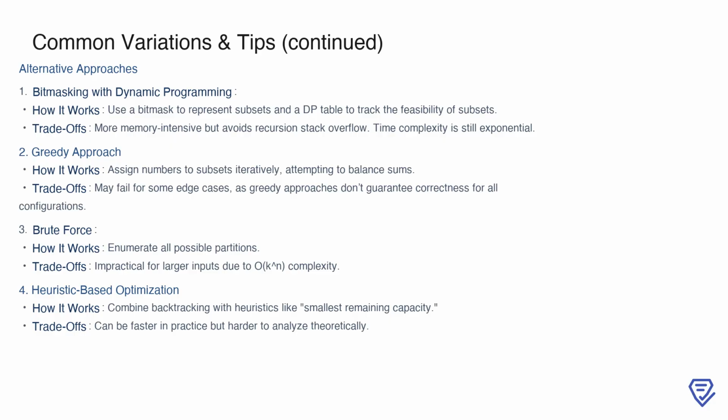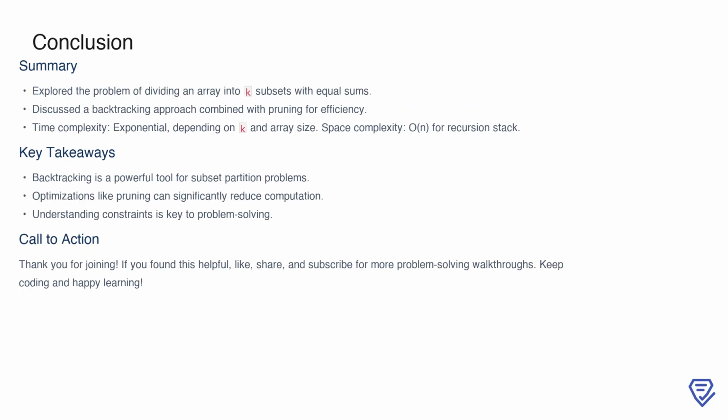Brute force is the most straightforward method, enumerating all possible partitions, but it is impractical for larger inputs due to its extremely high complexity of k raised to n. Finally, heuristic-based optimization combines backtracking with techniques like targeting subsets with the smallest remaining capacity. While this can improve performance in practice, analyzing it theoretically can be more challenging. Each method offers a different balance of efficiency and complexity, so the choice depends on the problem constraints and input size.